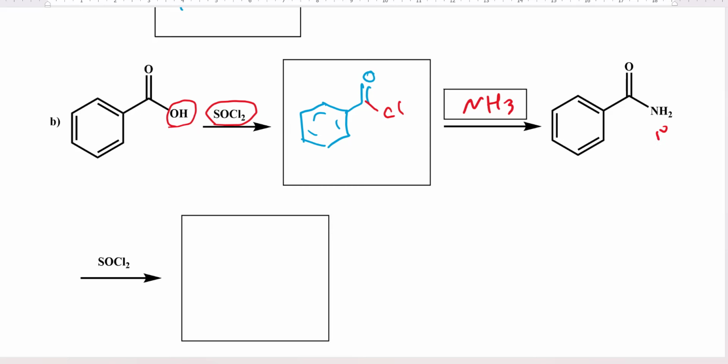Primary amide: when we have an NH2, they can lose one water, H2 and O here, and convert to the nitrile group when we use SOCl2. So instead of the amide group, we should have a cyanide group in our last step.